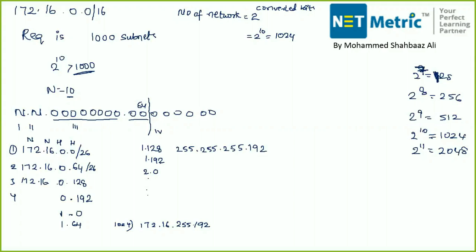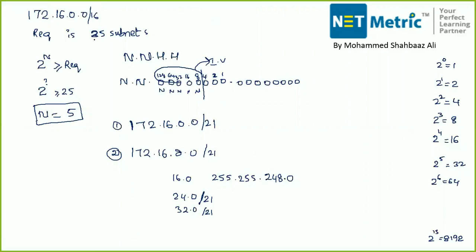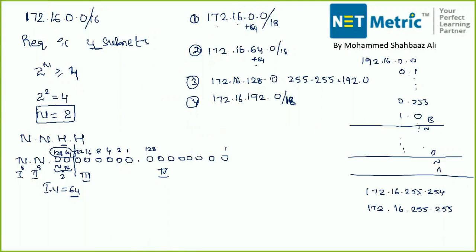So here also the same thing. The requirement is 25 subnets. I want to know in total how many subnets I will get. 2 power the number of converted bits. We have converted 5 bits. So 2 power 5 is 32. Then the 32nd subnet will be 172.16, and the third octet value is 248. So 248.0 will be the last network, the 32nd network. Similarly, here you want 4 subnets. Already we know the 4 subnets. It was very simple.